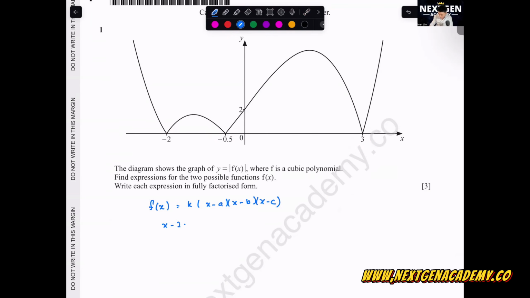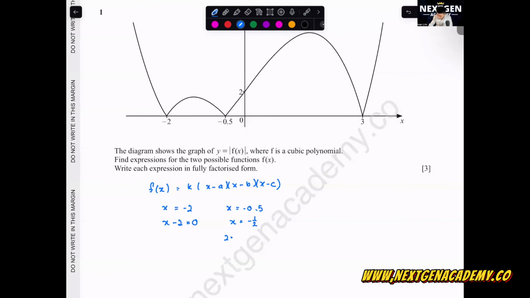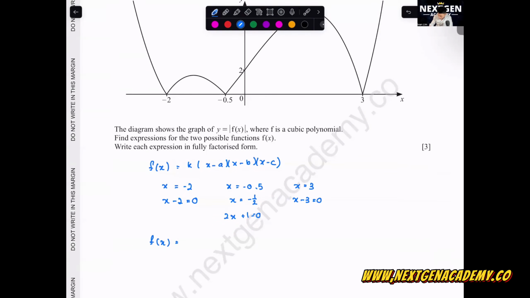So x equals to 2, then x minus 2 equals to 0. For negative 0.5, x equals negative 1 over 2, and 2x plus 1 equals 0. Then on this side, x equals 3, so x minus 3 equals 0. So we'll start with this: f(x) equals k(x minus 2)(2x plus 1)(x minus 3).